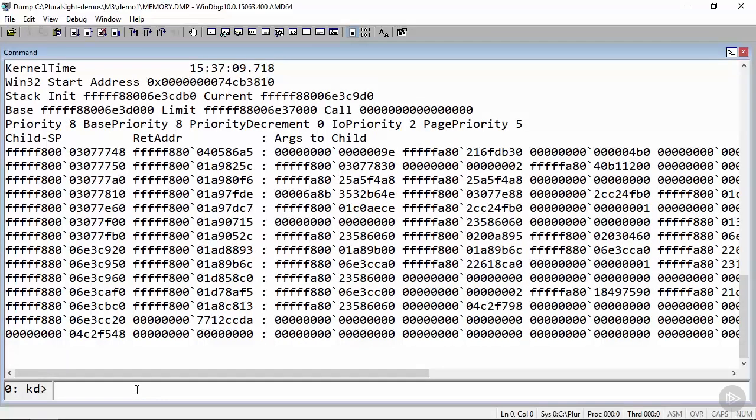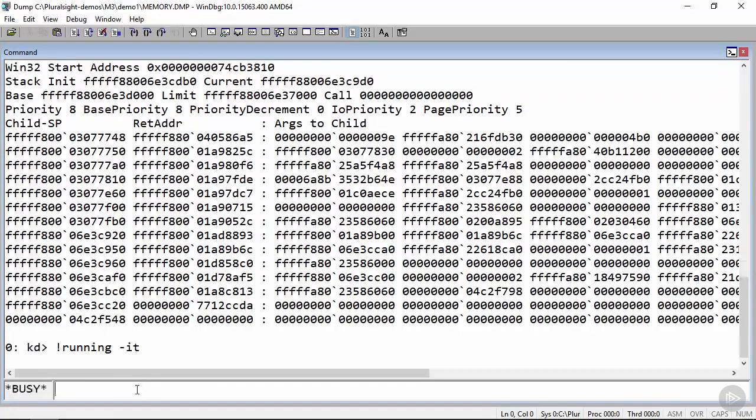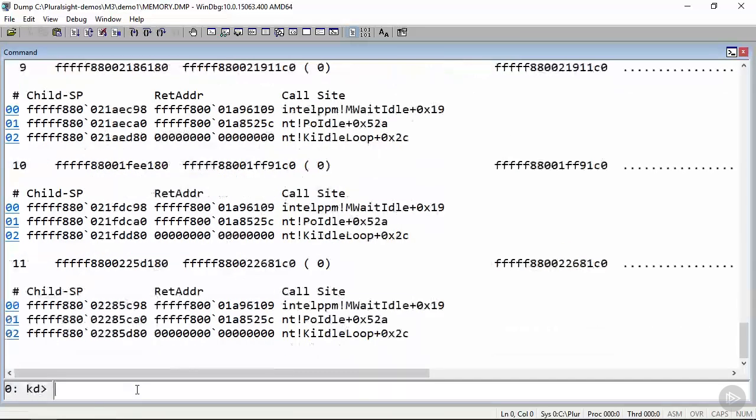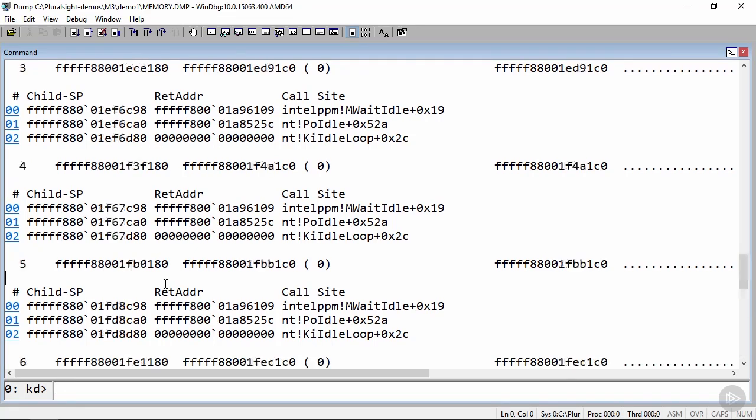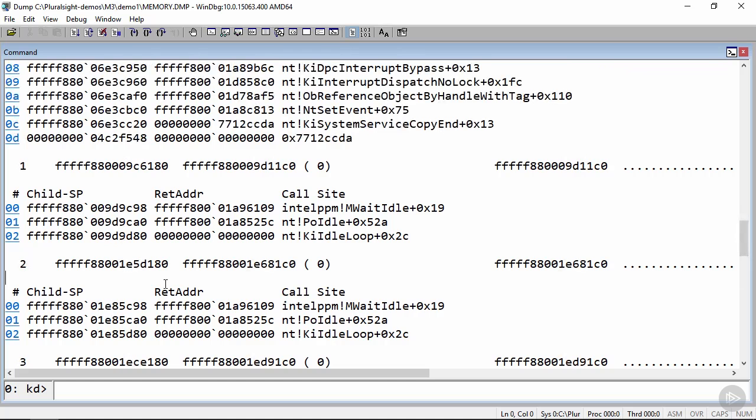So the thing we want to look at next is perhaps !running -it. This will show us all the different threads that were out there running at the time of the system crash. So let's let that execute. As you can see, there are 12 CPUs because it's 0 based. So let's scroll back up and take a look at what was running on the different CPUs at the time.